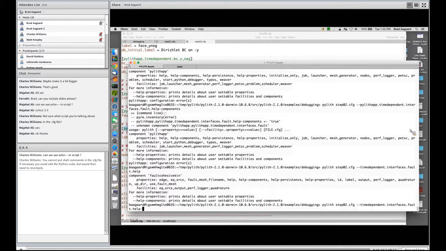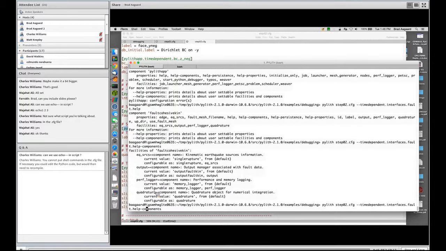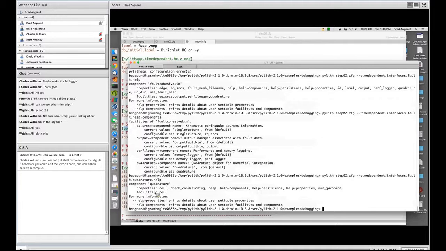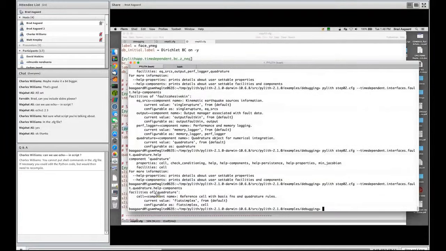Let's just do help-components. That'll show me what that quadrature is. So I do need to drill down one more. Quadrature help. So I have cell. So there's my cell. Here we go.